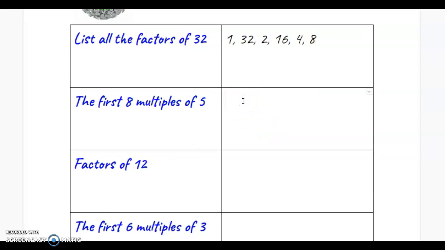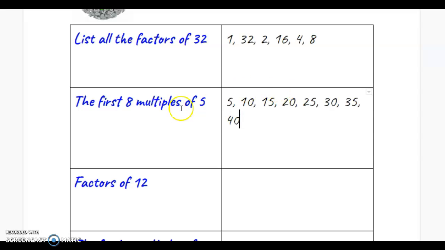And I'm going to have the first 8 multiples of 5. Thinking about it, first 8 multiples of 5. So I'm going to be counting up by 5. So I'm going to start at 5 and I'm going to separate them by a comma. 5, 10, 15, 20, 25, 30, 35. How many have I got? I've got 1, 2, 3, 4, 5, 6, 7. It's asking me for 8 multiples. So I need one more. And I've got 40. All right, now I've got my first 8 multiples of 5.